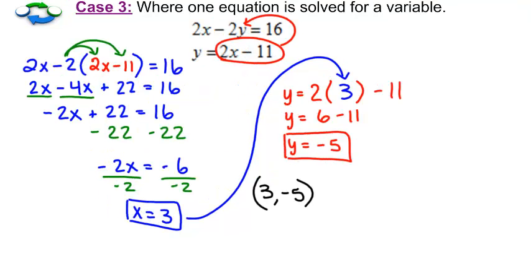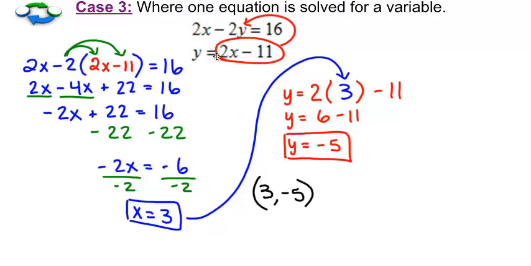In our third case here, we're looking at an example where one equation is solved for a variable. In this case, our second equation is solved for y, so we will plug in our 2x minus 11 where we see y in our top equation. So our top equation now reads 2x minus 2 times (2x minus 11) equals 16.